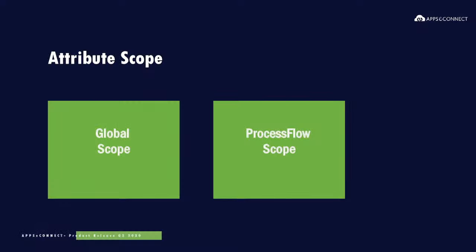Attribute scope. Attribute scope is a very powerful new feature introduced in process flow. While creating the attributes under a schema, you will have the option to define the scope as either global or process flow level. Global scope attributes are available to be used in other process flows also, whereas process flow scope attributes will be limited within that specific process flow only. This will help you in viewing and managing only the required attributes within a process flow.